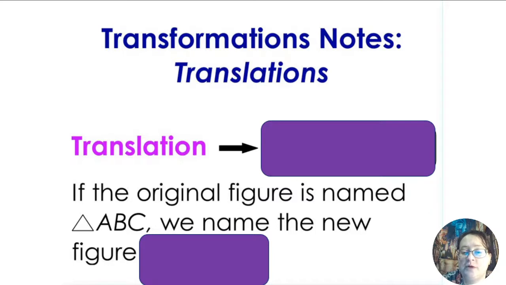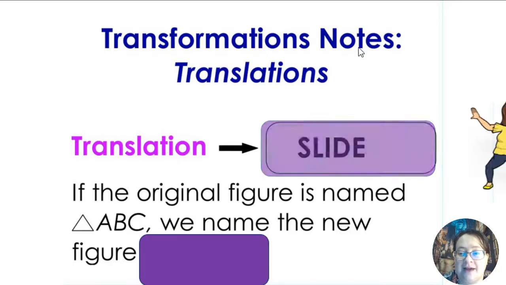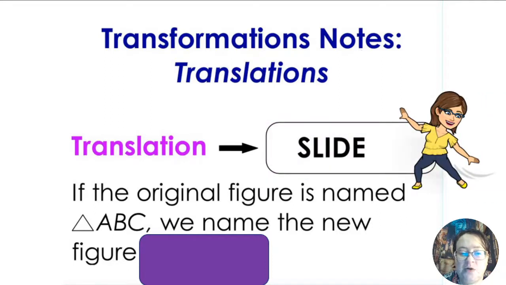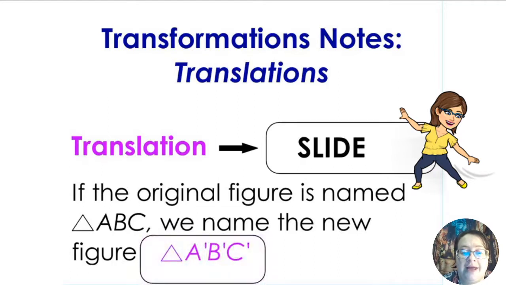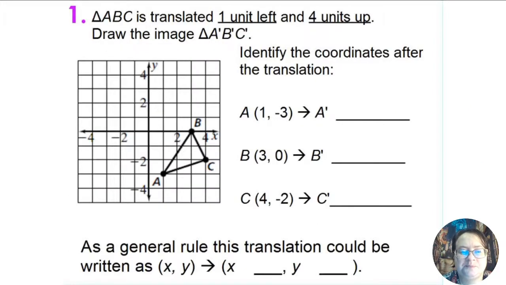The first one we're going to talk about is a translation. A translation is what we call a slide. So if the original figure is named triangle ABC, we name the new figure triangle A prime, B prime, C prime. These apostrophes after the letter we call prime. So let's take a look at a couple of translations.